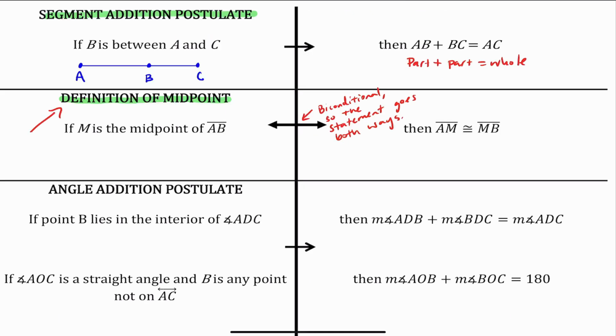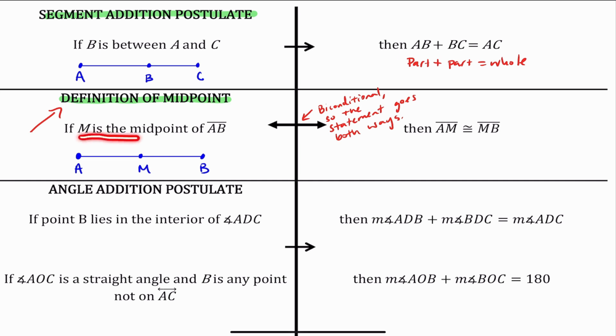Now, let's take a look at this again. If M is the midpoint of line segment AB, what is the result of that? Let me go ahead and illustrate with a picture. We know that we're dealing with line segment AB, so I'm going to draw that. So here's my line segment with endpoints A and B, and M is the midpoint, so it should be right here in the middle.